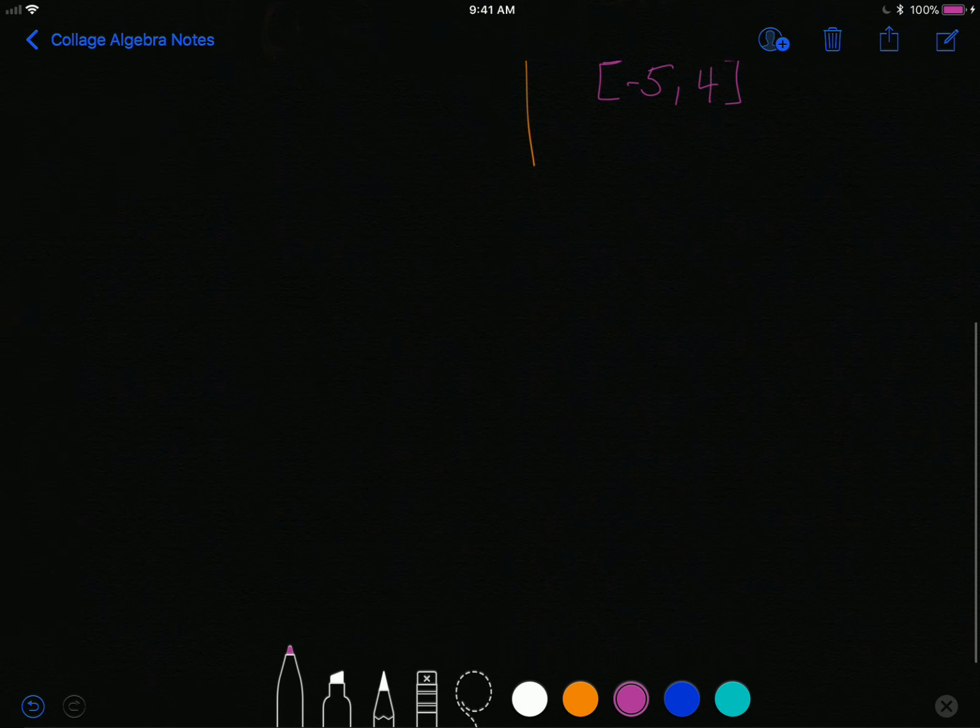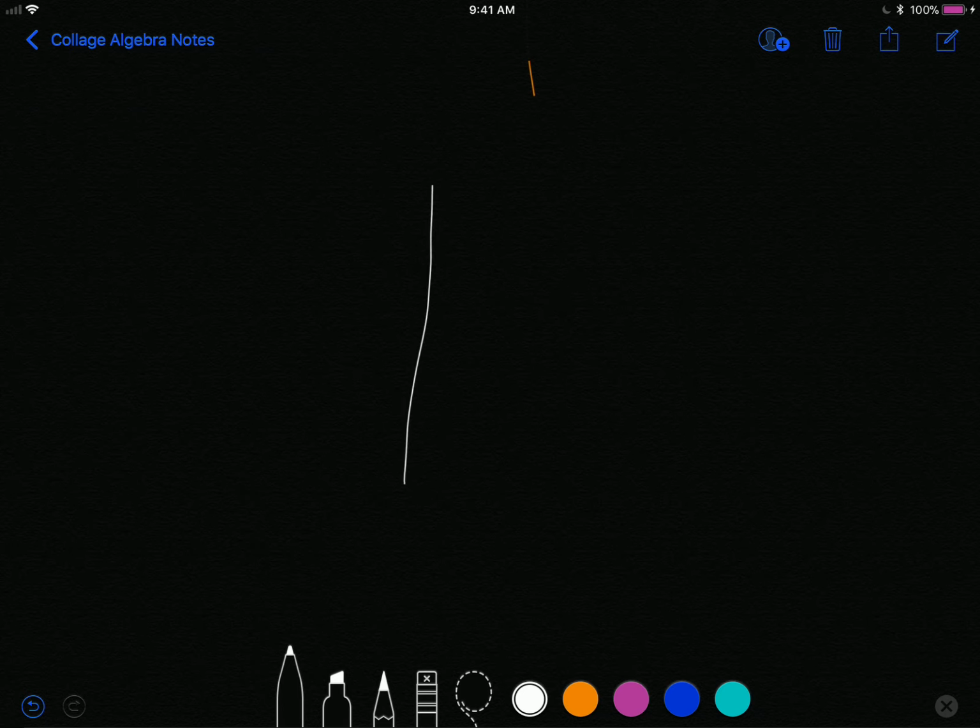Let's take another example. Let's take a graph that's a little bit more complicated. So I got my x and y axis right here. The graph has an asymptote at negative 2.